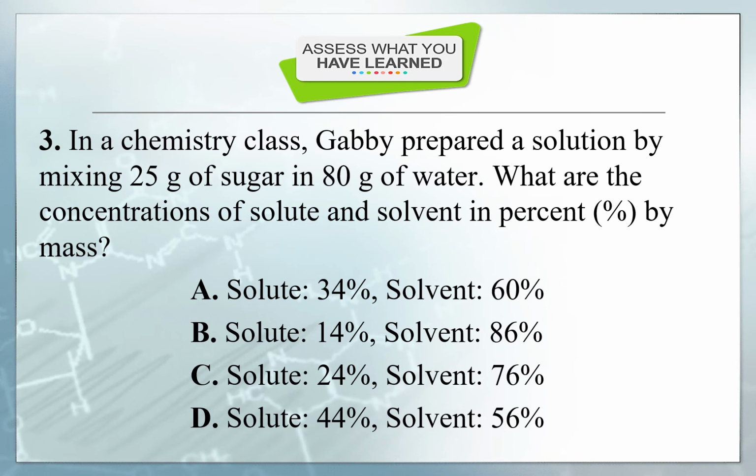Number 3. In a chemistry class, Gabi prepared a solution by mixing 25 grams of sugar in 80 grams of water. What are the concentrations of solute and solvent in percent by mass? A. Solute 34%, solvent 60%. B. Solute 14%, solvent 86%. Letter C. Solute 24%, solvent 76%. Letter D. Solute 44%, solvent 56%.